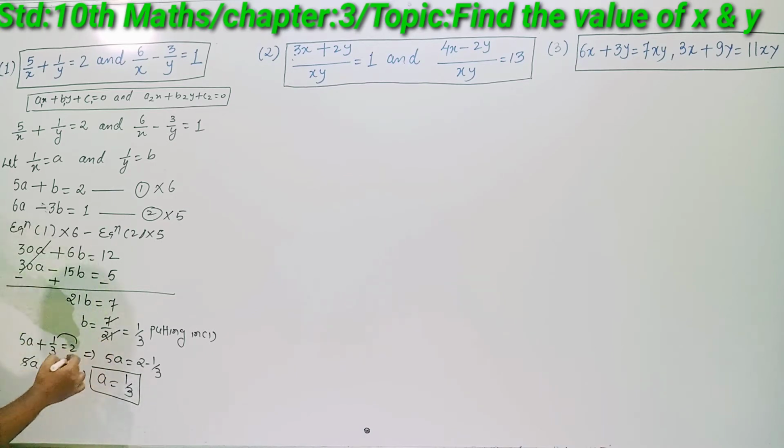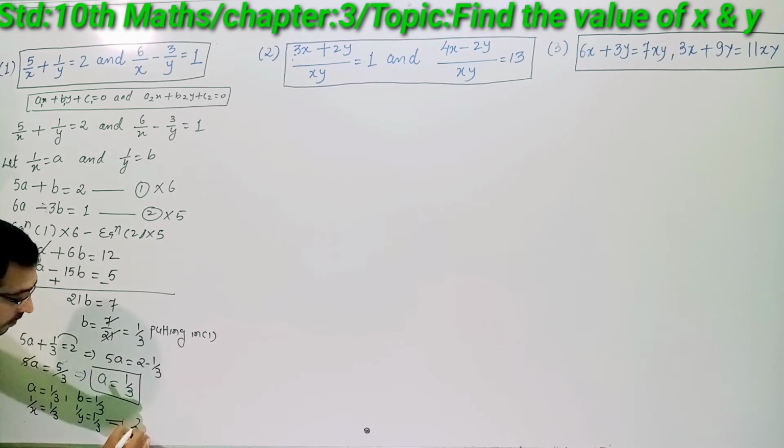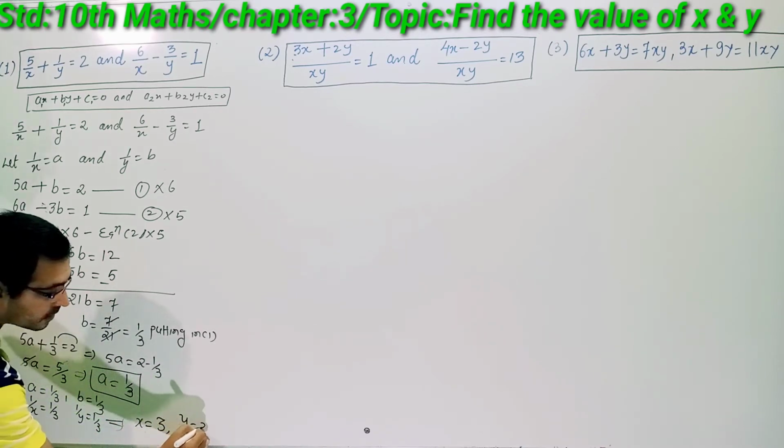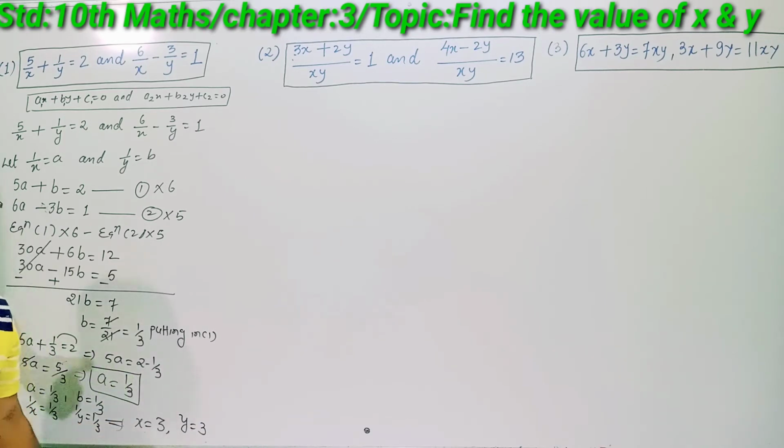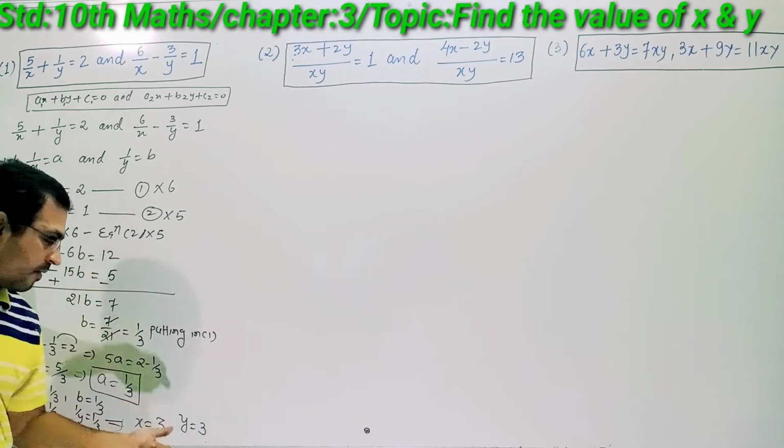Okay student, here you can see that you are getting b is 1 by 3 and a is 1 by 3. So the value of a is 1 by 3, and the value of b is 1 by 3. The value of a is 1 by x, so here we can write 1 by x is 1 by 3, right? And here is also 1 by y, which is 1 by 3. So converting this numerator into denominator on both sides, the value of x is 3 and the value of y is also 3. So here we are getting the solution of this pair of linear equations: the value of x is 3 and the value of y is 3.